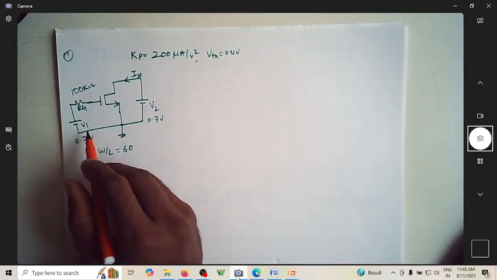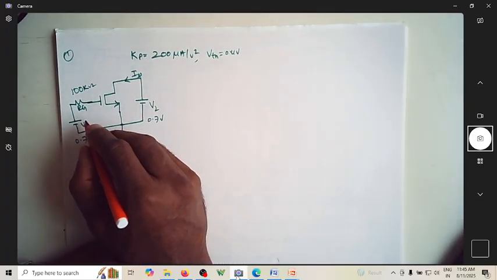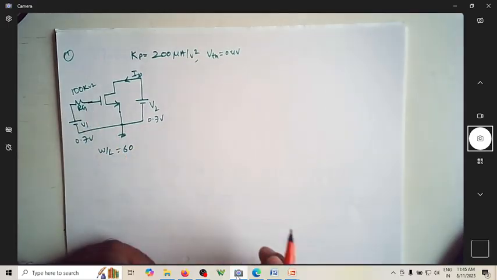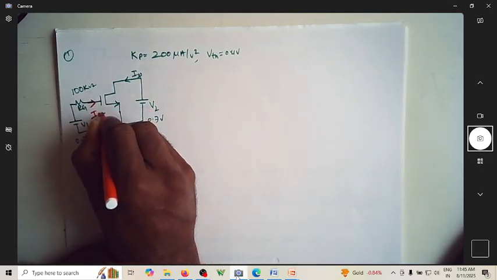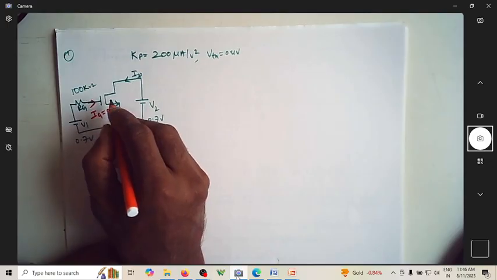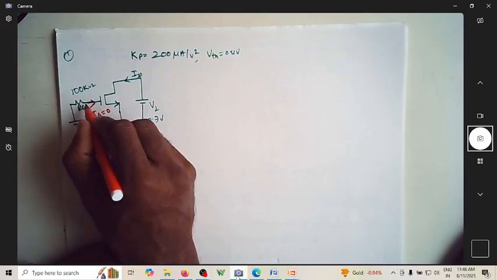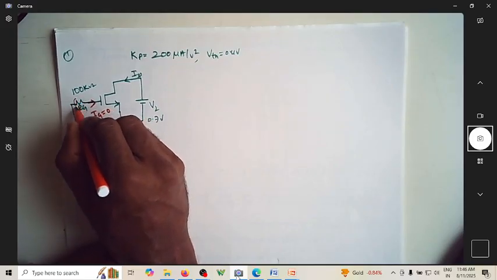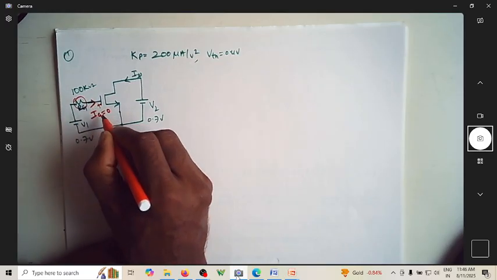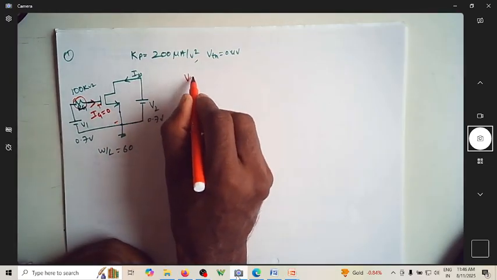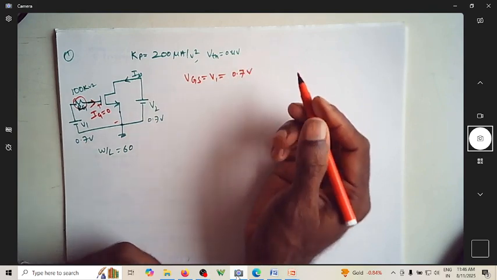So now there are two voltage sources, V1 and V2, given. This V1 is connected to the gate through a resistor RG. We know that the gate current of a MOSFET is 0 in magnitude because the gate is isolated. So since there is no current, the drop here is 0. Whatever V1 is will be applied between the gate and the source. So now I can write VGS is equal to V1 is equal to 0.7 volts.